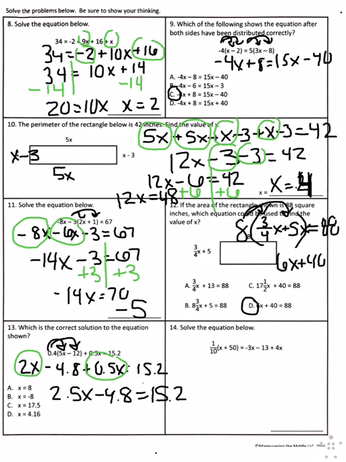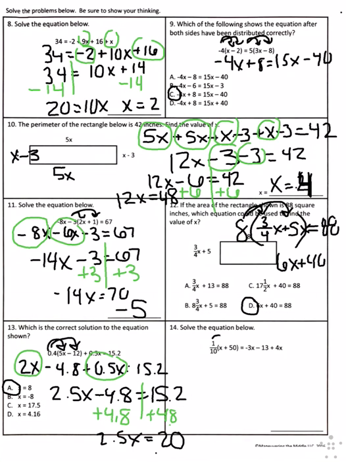Continue combining like terms by doing the opposite. We do a plus 4.8. 15.2 plus 4.8 is going to give us 20, so 2.5x equals 20. Our last step is to divide. 20 divided by 2.5 is going to give us 8, letter A.